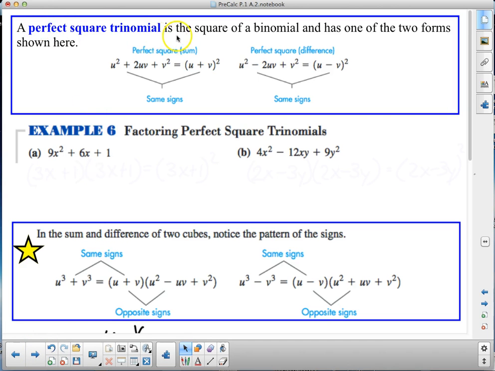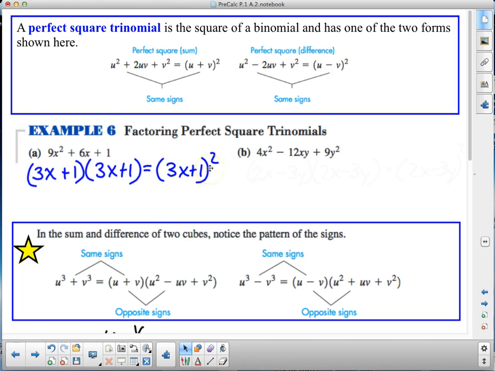A perfect square trinomial. Being able to recognize it is important. I've got u squared, 2uv, v squared. I've got a perfect square as a leading term, and when I take the square roots, multiply them together, and double it, I get the middle term. So that's where I get 3x plus 1, 3x plus 1. So that's 3x plus 1 squared. So I'm going to write it as a perfect square.